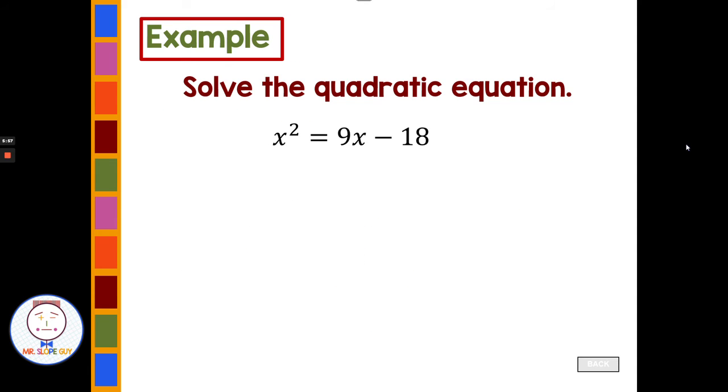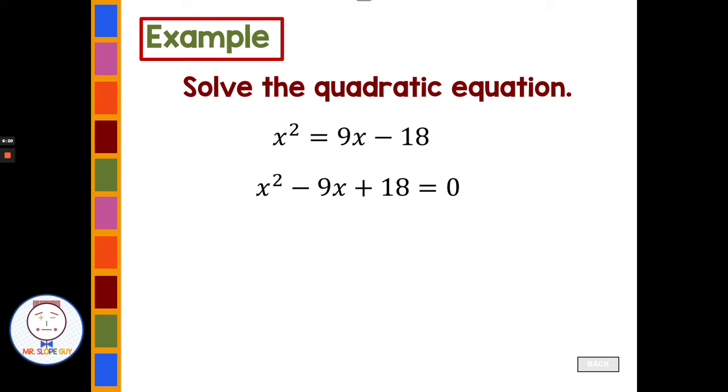So this is what a typical problem would look like for solving quadratic equations by factoring. First thing we want to do is get this in descending order equal to 0. Since I have a positive a value here, I'd go ahead and move the 9x to the other side by subtracting 9x and add 18 to each side to get x squared minus 9x plus 18 equals 0.